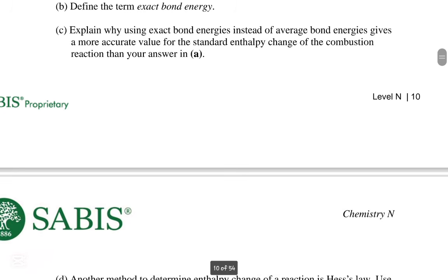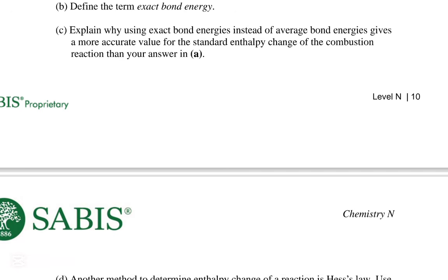Explain why using exact bond energies instead of average bond energies gives a more accurate value. So why do we use exact bond energies instead of average bond energies? Very simply, the average bond energy for a specific bond is a value averaged from different molecules, whereas exact bond energy takes into consideration the environment of the bond. So, a more accurate value is obtained when using the exact bond energy.